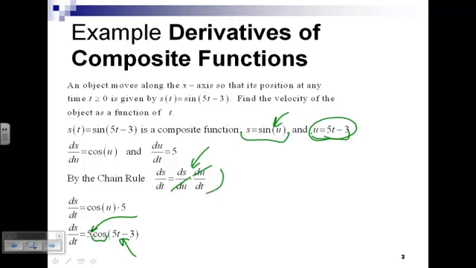So this is the chain rule. The derivative of the outside is the ds du. The derivative of the inside is the du dt. Let's try another one.